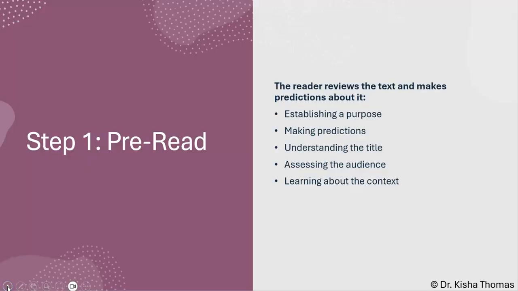Step 1, pre-read. The reader reviews the text and makes predictions about it. The reader begins to establish a purpose, make predictions. The reader begins to understand the title and assess the audience and learn about the context. So when we look at making predictions, the pre-read, as you review the text, you're pretty much skimming through. And as you skim through, you are going to decide what the purpose of the reading is, and you're going to try to understand the title and assess the type of audience the author is trying to reach.